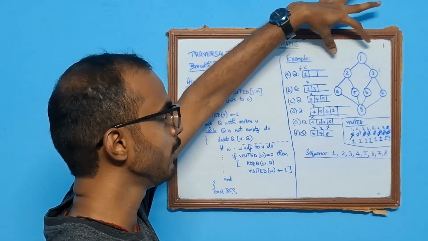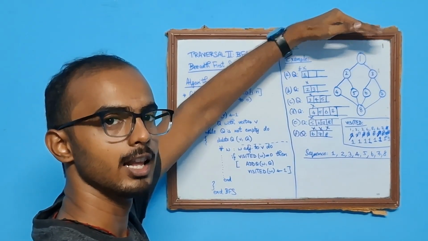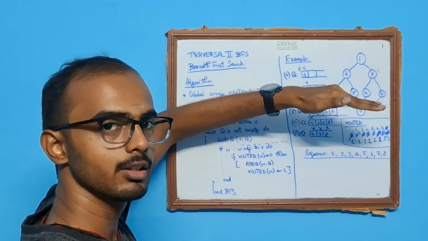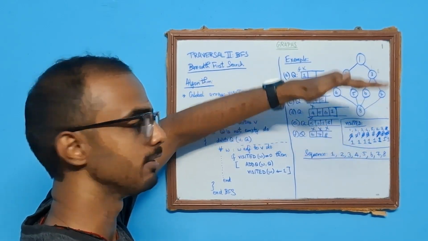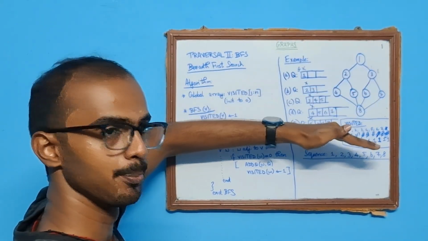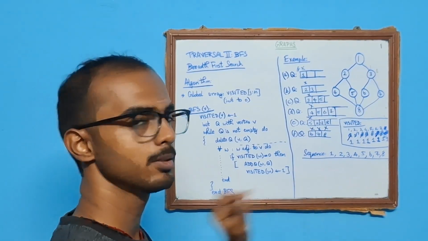Okay, so this is why we call it breadth first search level order traversal. This is also called level order traversing, so you can go by level. So this is why the output sequence is printed like this.